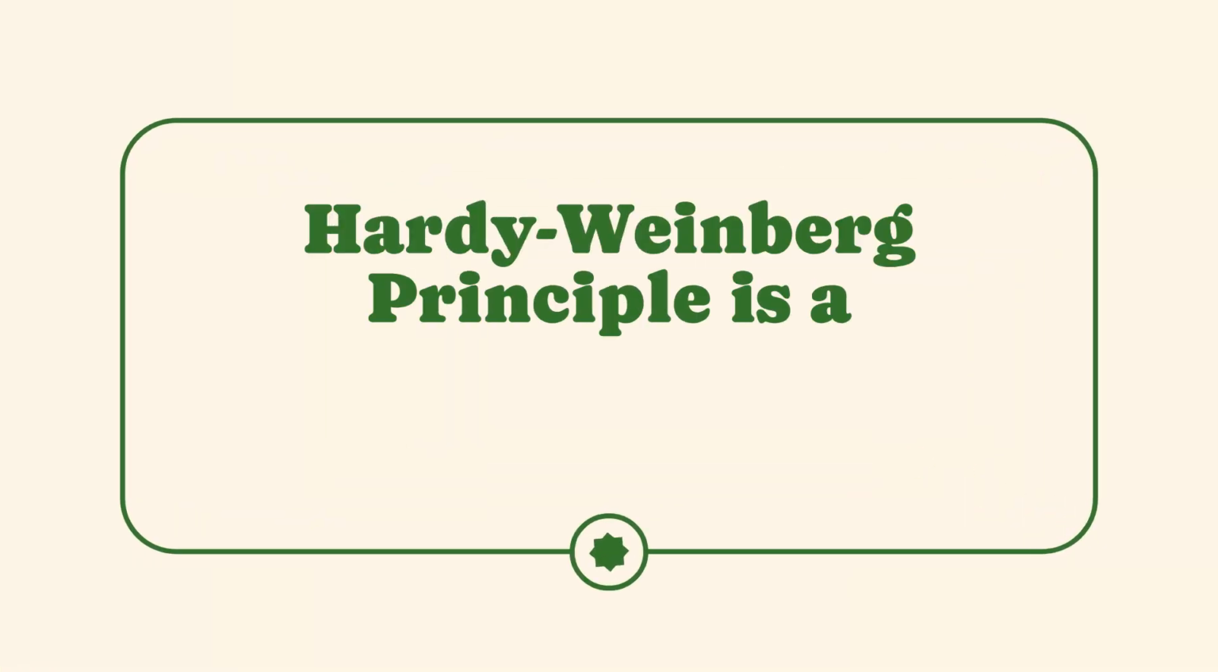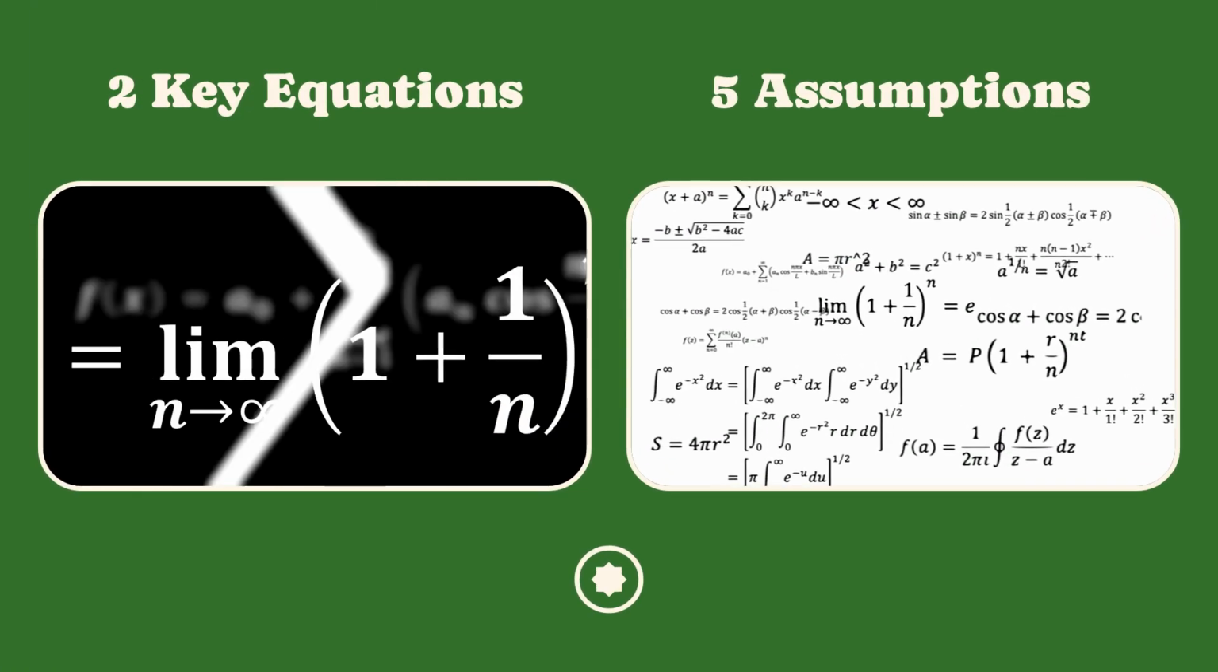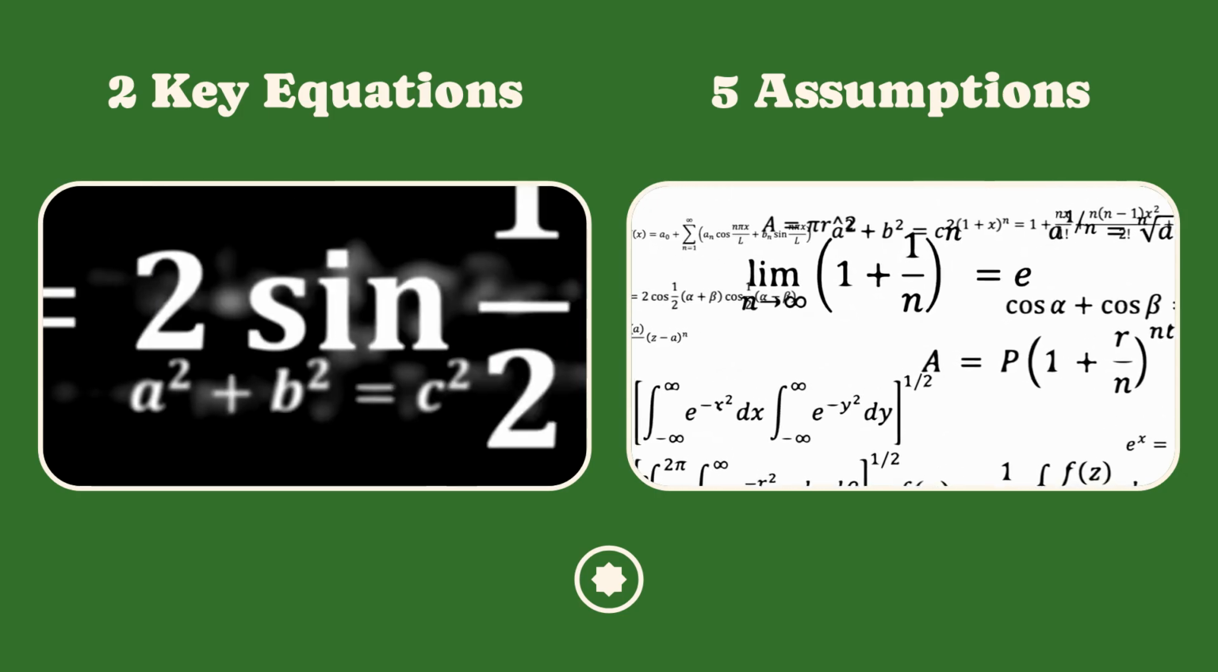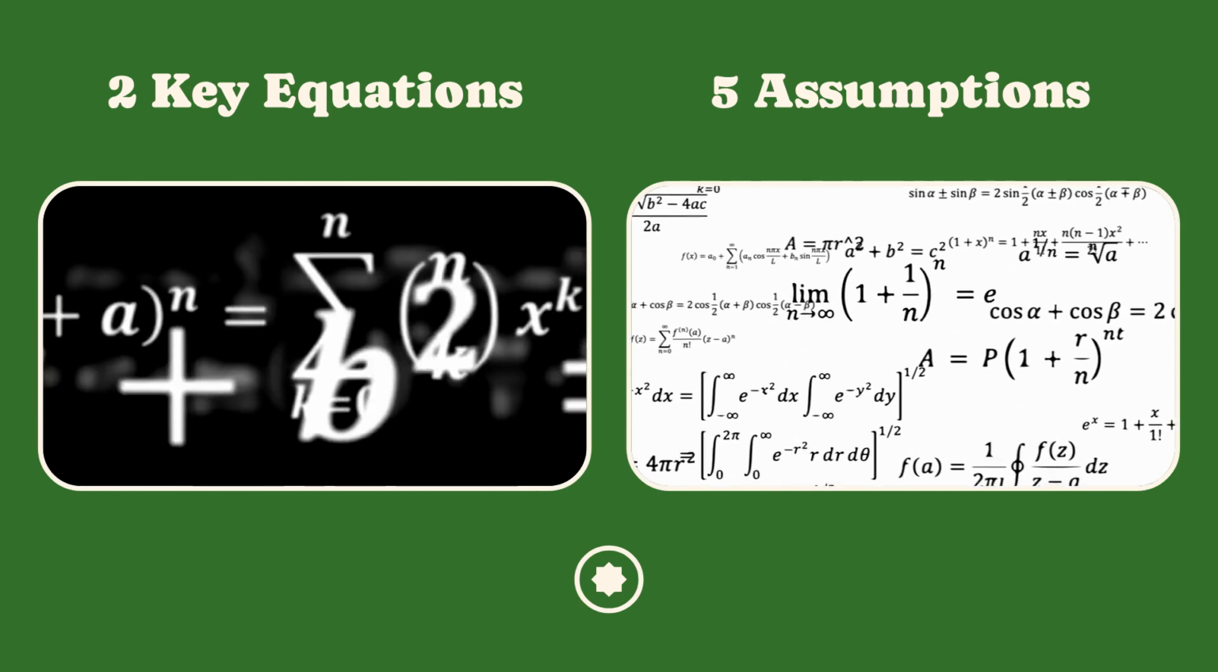In conclusion, the Hardy-Weinberg principle is a powerful tool for population genetics. Remember the 2 key equations and the 5 main assumptions, and use the step-by-step method starting with q squared for problem-solving success. Good luck!